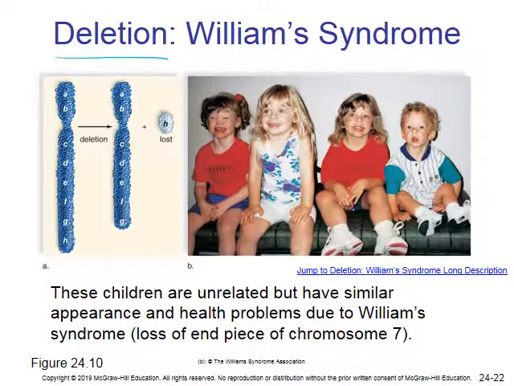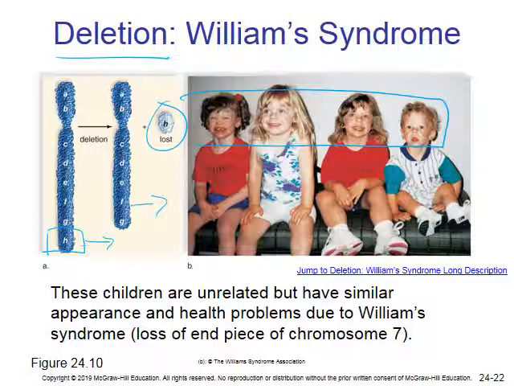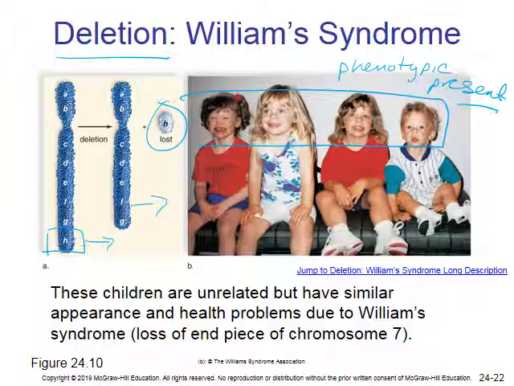Here we have an example of a deletion, Williams syndrome. You can see that the tip, the distal end of this chromosome has been lost. So if a child has this deletion, they'll have a very similar phenotypic presentation. So sometimes if you're a clinical geneticist, you can look at a child and suspect they have a certain syndrome based on a deletion, an insertion, a translocation, because the phenotypic presentation is very similar from case to case.